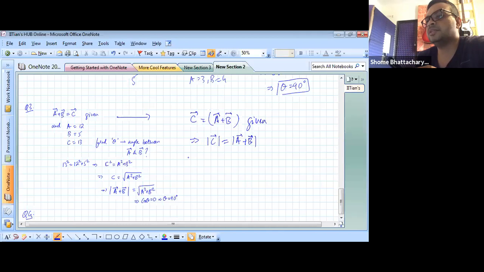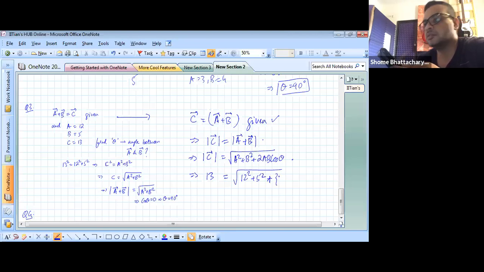Okay. So that means that the magnitude of C is equal to the root of A square plus B square plus 2AB cos theta. So this is all coming from what is given. From that we can infer this statement, and now we can substitute the values. This is 13, and these are 12 and 5. So this becomes plus 120 cos theta. But when you solve this, you will see that cos theta will come out to be 0.